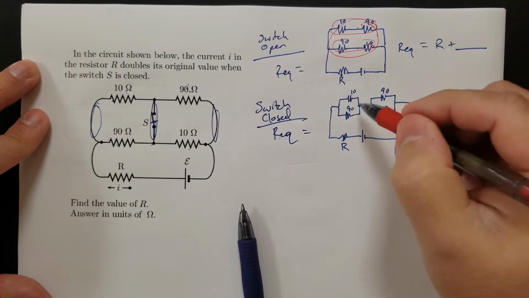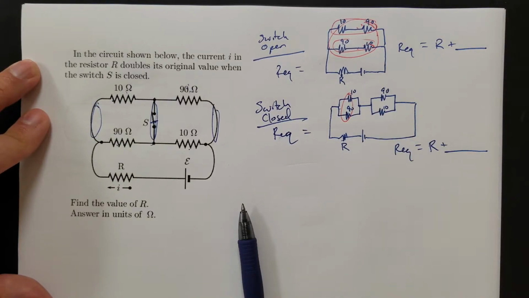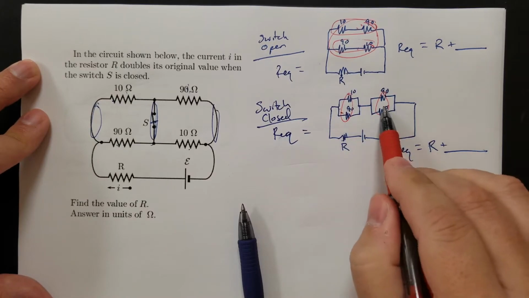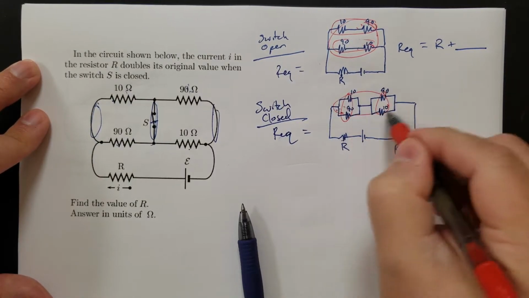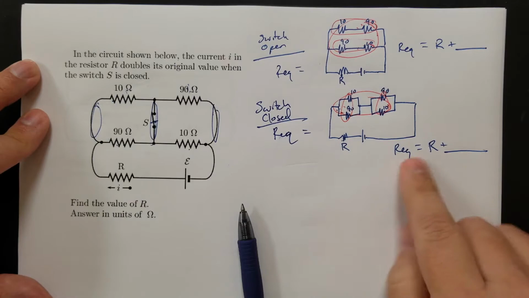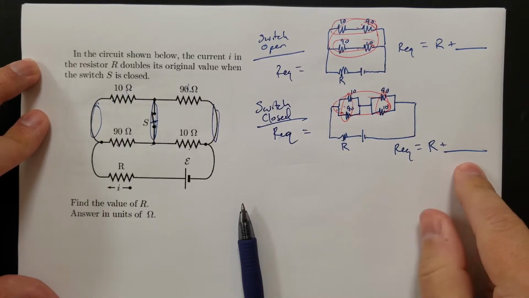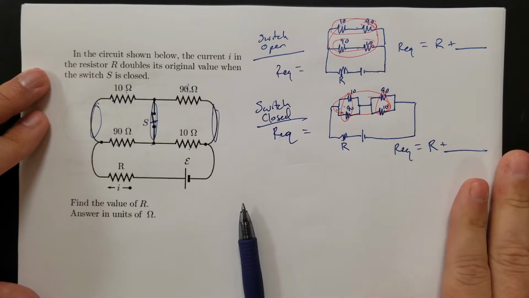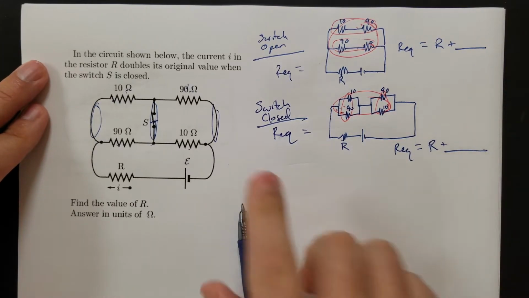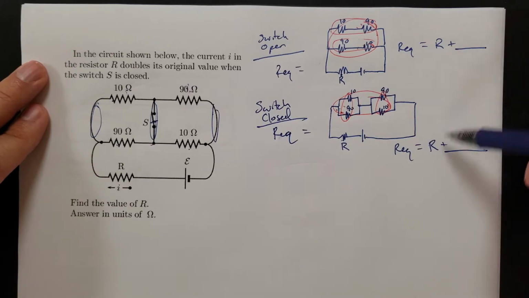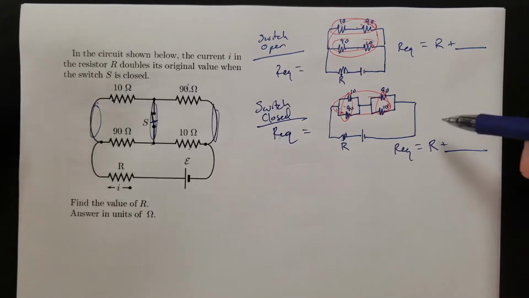And to do this one, I would add these parallel first. And then I would add those parallel, right? And get those two numbers. And now those are in series with each other. So now I can add them in series. And again, R is in series with that whole thing. So my equivalent resistance is R plus another number, right? Okay. So now that we've done this, I have two things. Both of them have an unknown R in it. So how do I figure out R, right?